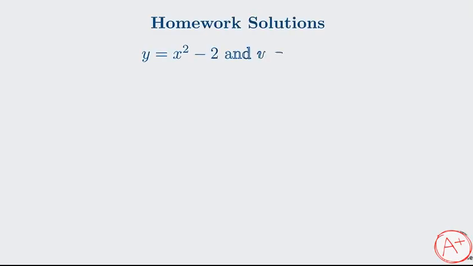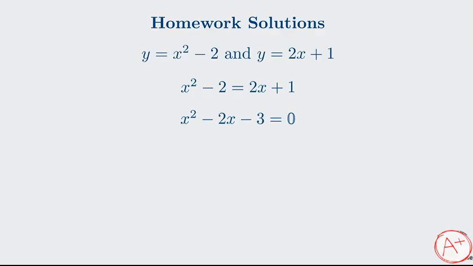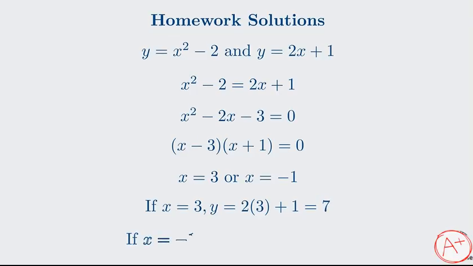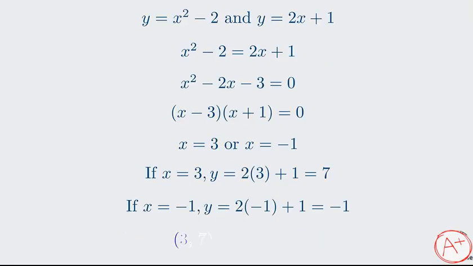Let's go through the easy question first. We equate them. x squared minus 2 equals 2x plus 1. Rearranging gives x squared minus 2x minus 3 equals 0. Factoring the quadratic, x minus 3 times x plus 1 equals 0. So x equals 3 or x equals -1. To find the y-coordinates, substitute back into the line equation. If x equals 3, y equals 2 times 3 plus 1, which is 7. If x equals -1, y equals 2 times -1 plus 1, which is -1. The intersection points are (3, 7) and (-1, -1).